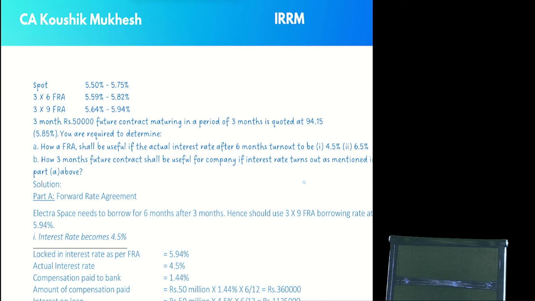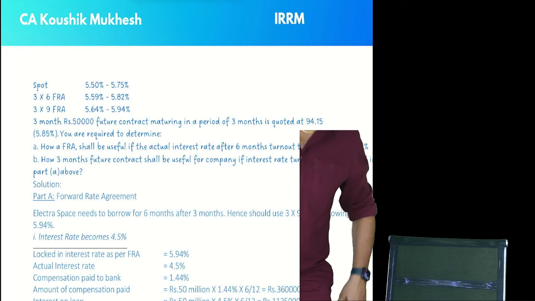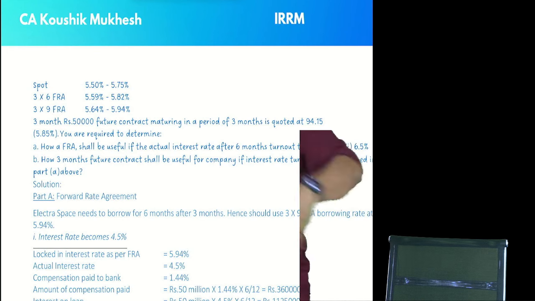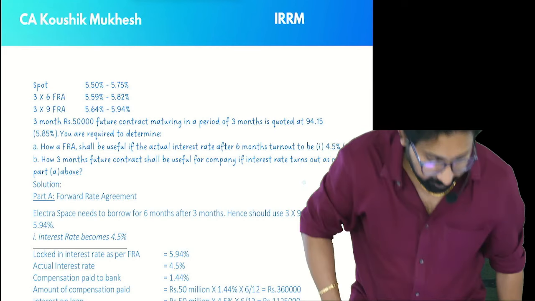Can you calculate the FRA profit or loss on a notional principal of 5 crores? Can we calculate or not? You only should do it. Start. Keep the heading FRA. Don't use the formula. Without formula, you first start doing with the concept.